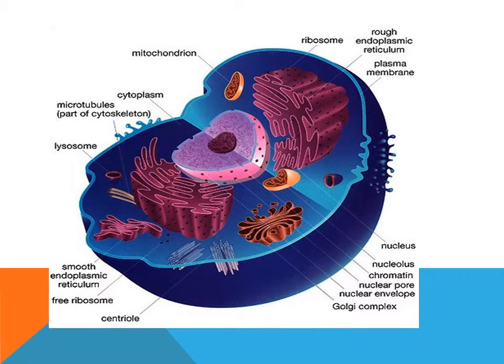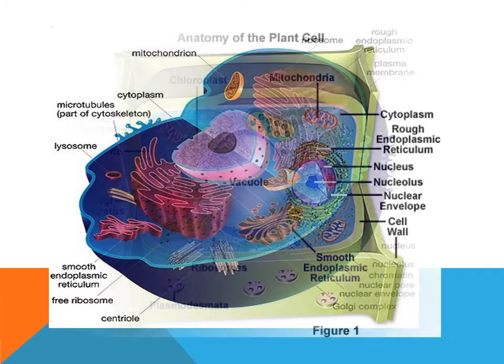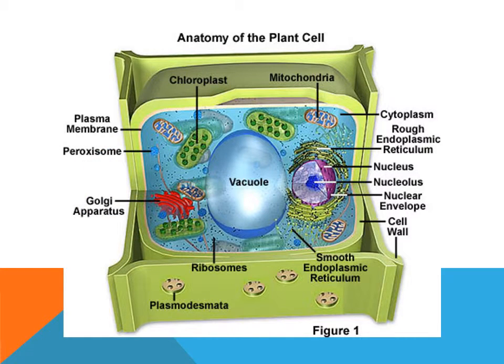Here's a picture of the cell. We can see all the different ribosomes, the lysosomes, the mitochondria, the nucleus, and the plasma membrane. Here's a cross-section of a plant cell. Here we see the cell wall, the chloroplasts, ribosomes, Golgi apparatus, and the nucleus.